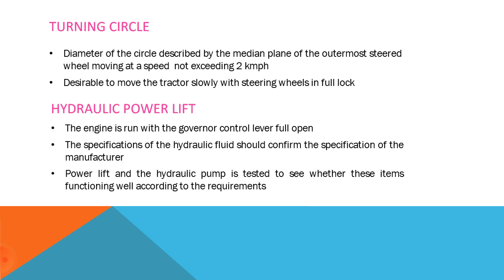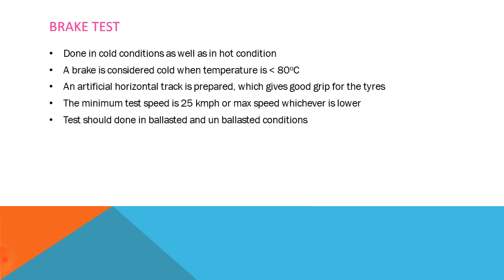Next is the hydraulic power lift, where we want to ensure that the hydraulic system is properly working. First, we will check the specification of the hydraulic oil given by the manufacturer and which is already there in the hydraulic system. If it is not matching, that is also mentioned in the report, and if it is matching, that should also be mentioned in the report. Then we will run the engine with the governor control lever in the fully open condition. Then the hydraulic power lift and hydraulic pump are tested to check whether they are working properly as per the requirements.